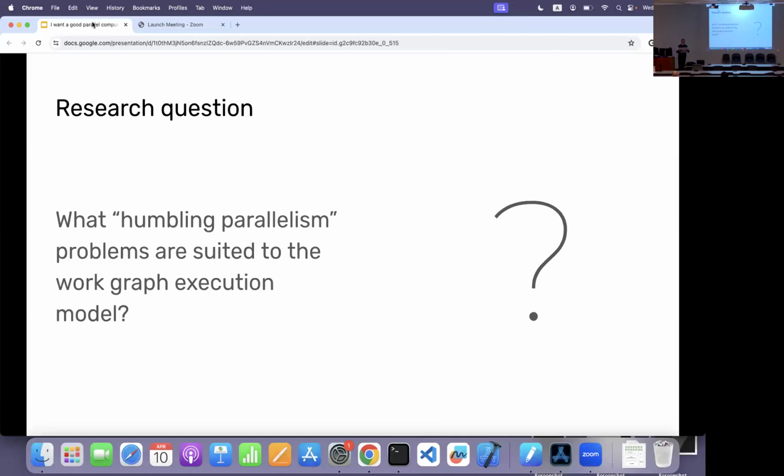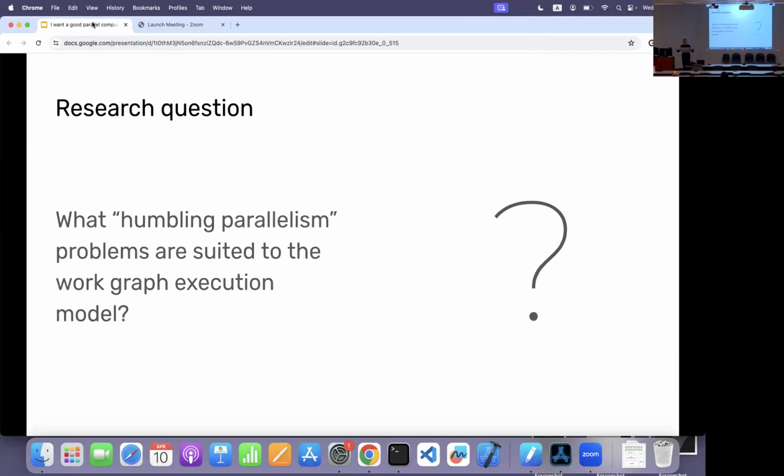What humbling problems are suited to this new execution model that we now have the hardware to run? And I have a partial answer. I think that when you have an ordering guarantee, you should run the problem unordered and then follow it up with a sort. And I feel like for one of the problems that I'm solving, I can do that. But I think this is a more general problem.